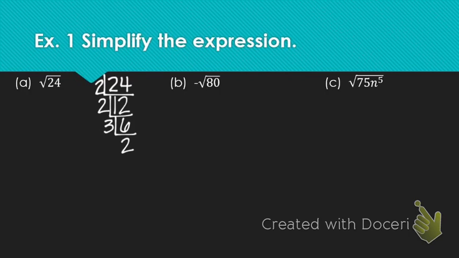Because now we can look for pairs. Do we have any pairs here? We have a pair of 2s. A pair of 2s. We have a pair of 2s right here. So we're going to circle the pairs.